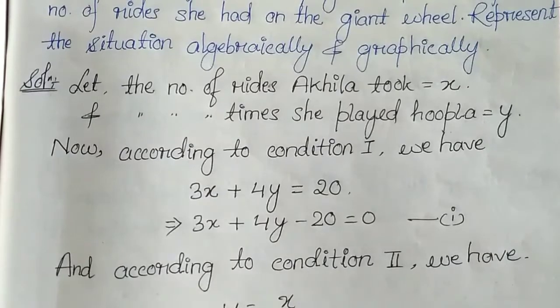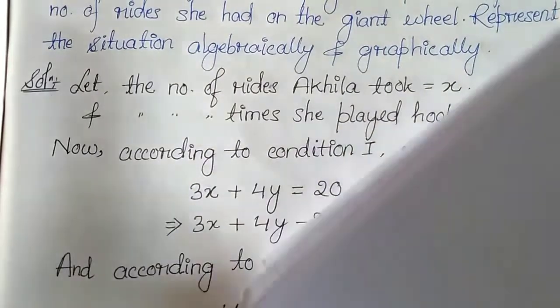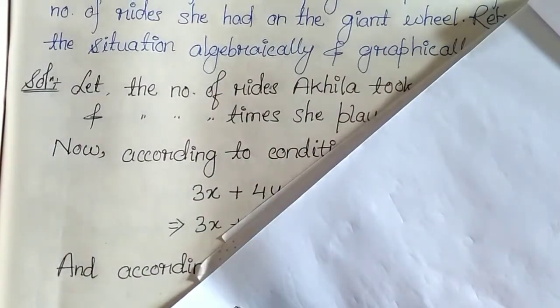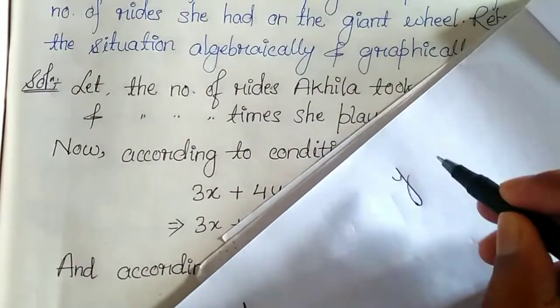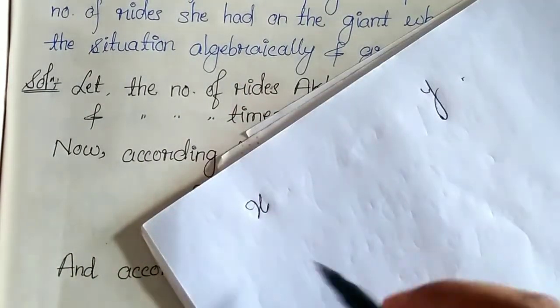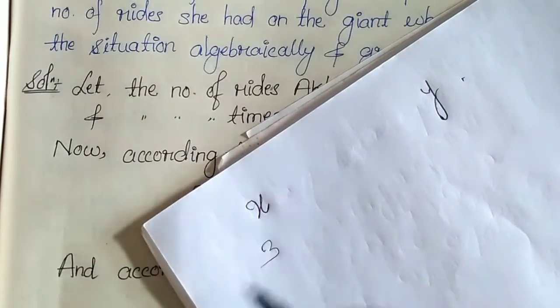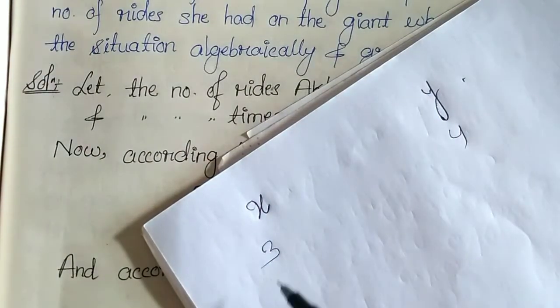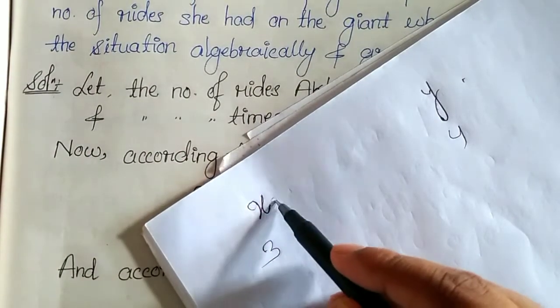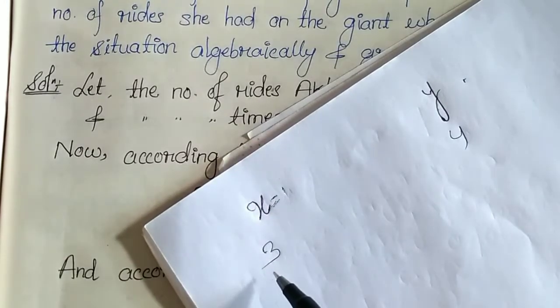Okay, so according to condition 1, students, suppose the number of times she took a ride is x, and the number of times she played hopla is y. Suppose the cost of each ride is 3 rupees, and the cost of playing hopla is 4 rupees. Suppose she takes a ride one time, how much amount does she have to pay?